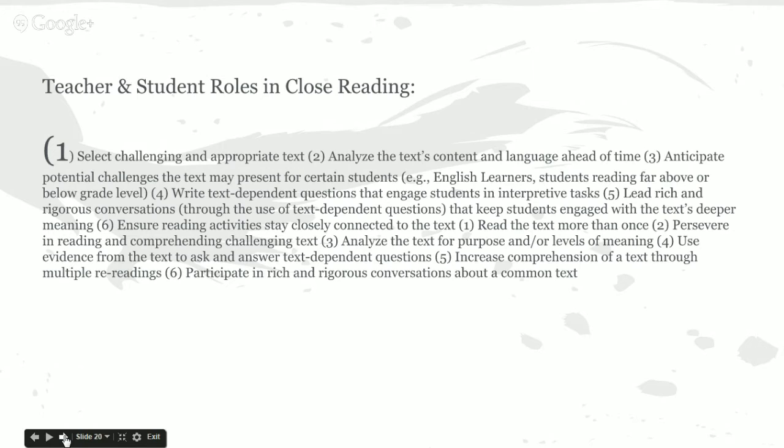Persevere in reading and comprehending challenging text. Analyze the text for purpose and different levels of meaning. And that happens as your questions become more difficult. Use evidence from the text to ask and answer questions. Increase comprehension of a text through multiple rereadings. And then participate in rich and rigorous conversations about a common text.